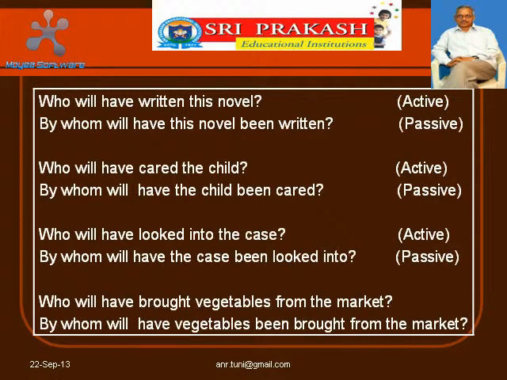Now let us study the following examples. Who will have written this novel? Active. By whom will have this novel been written? Passive. Who will have cared the child? Active. By whom will have the child been cared? Passive.